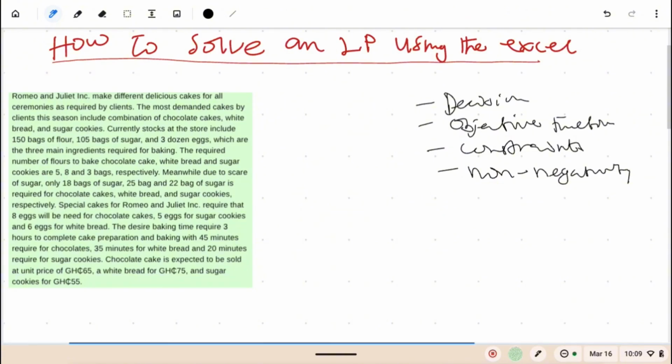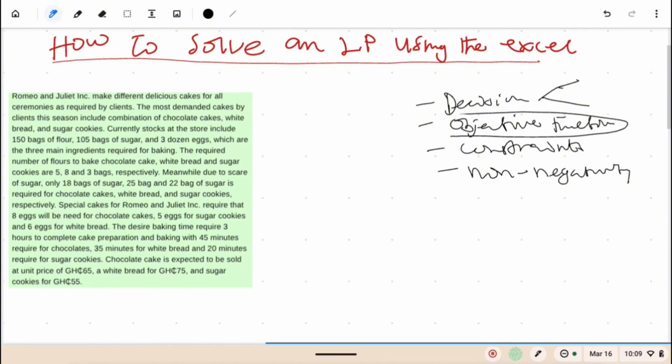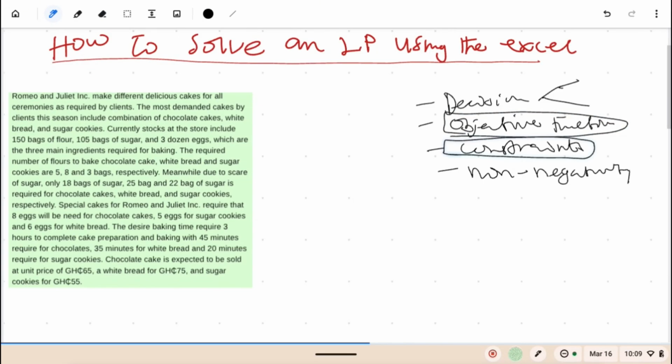And then we said our decision variables talk about the things that they are producing, if they are doing production. So assuming for this question, I'll talk about it. Our objective function is the main reason why they are doing the production. Are they producing to maximize profit, or to minimize cost? As for constraints, I would say the constraints are the resources that they are using, things that contribute to their objective function.